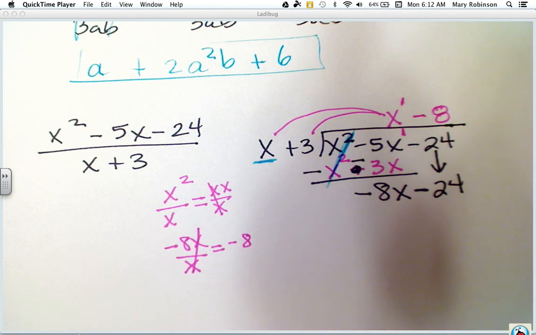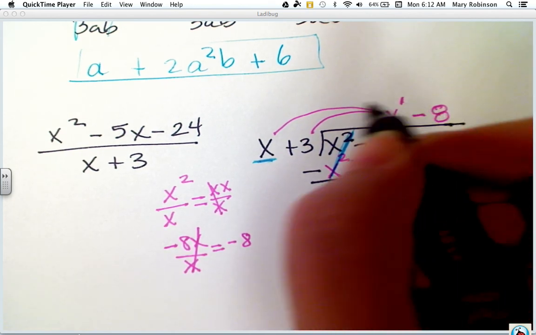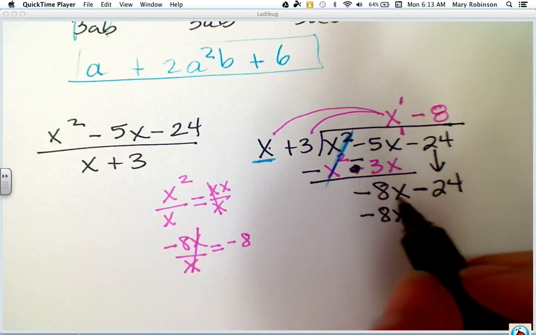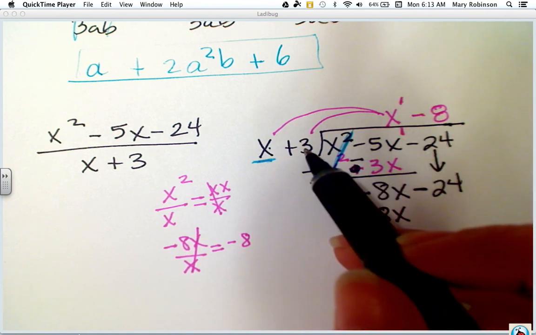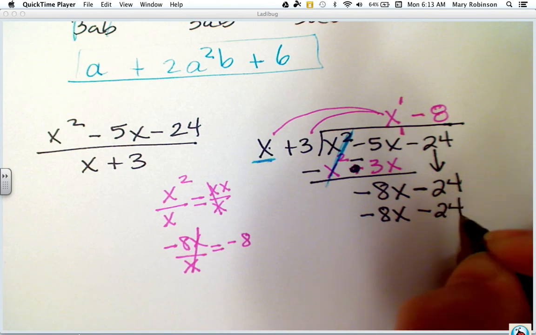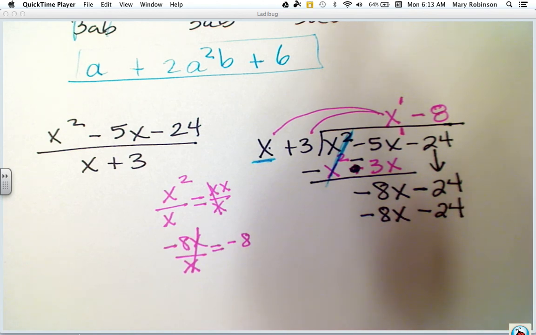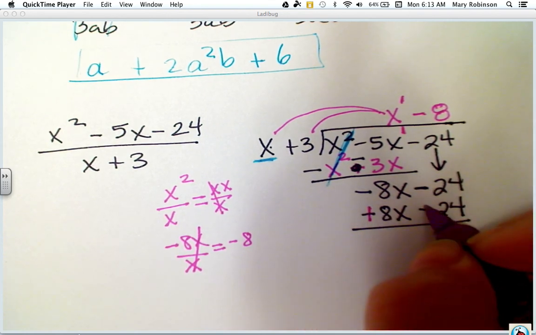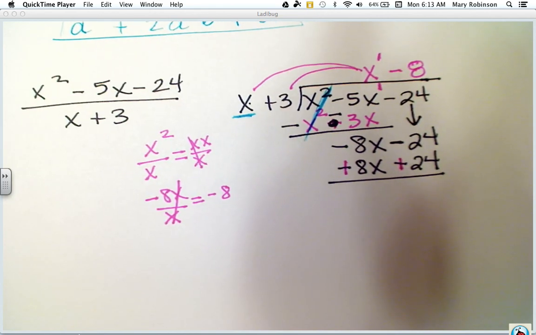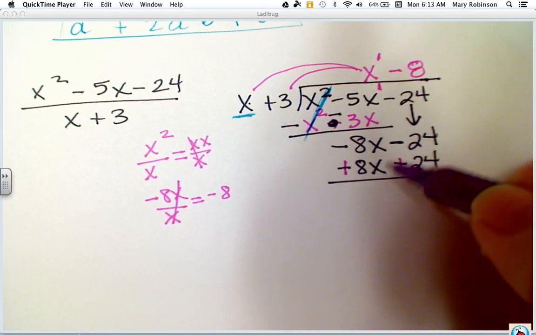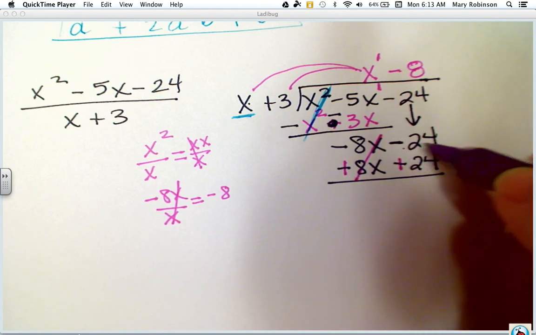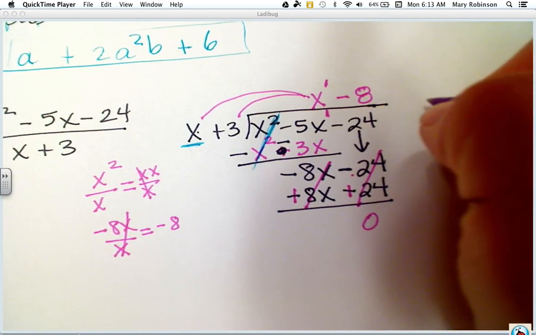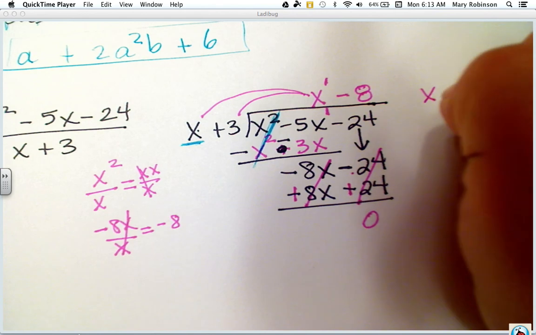And then we repeat the process of distributing. So negative 8 times x is negative 8x. Remember that if you've done this right, you'll get the same number here. Negative 8 times positive 3 is negative 24. Then we draw our lines, change our signs, and simplify. Negative 8x plus 8x is 0, and negative 24 plus 24 is 0. So that means our final answer is x minus 8. That's our quotient, x minus 8.